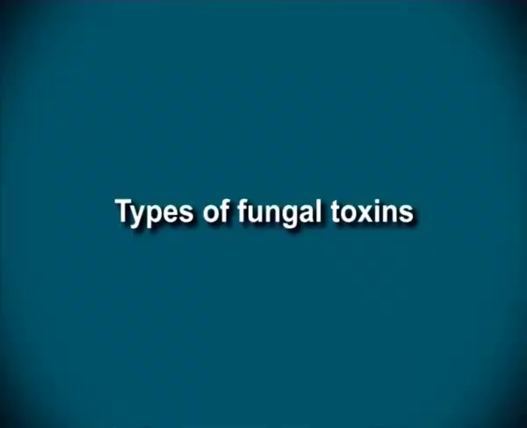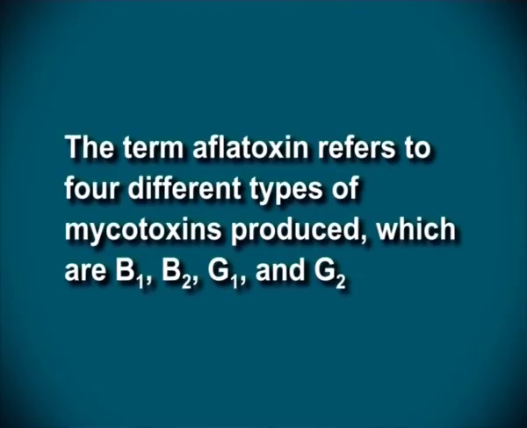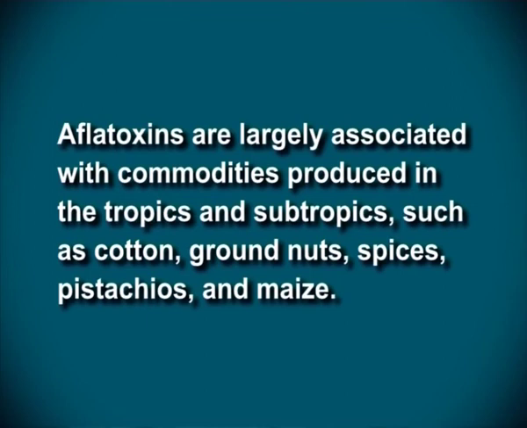Types of fungal toxin. Aflatoxin. Aflatoxins are a type of mycotoxin produced by Aspergillus species of fungi such as Aspergillus flavus and Aspergillus parasiticus. The term aflatoxin refers to 4 different types of mycotoxin produced, which are B1, B2, G1, and G2. Aflatoxin B1 is a potent carcinogen and has been directly correlated to adverse health effects such as liver cancer in many animal species. Aflatoxins are largely associated with commodities produced in the tropics and subtropics such as cotton, groundnut, spices, pistachio, and maize.